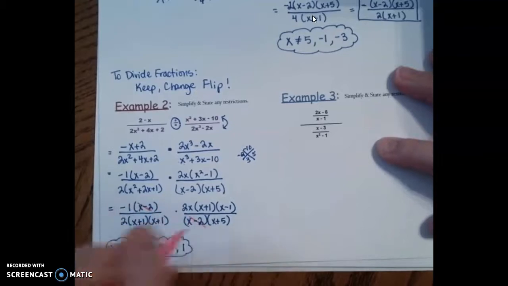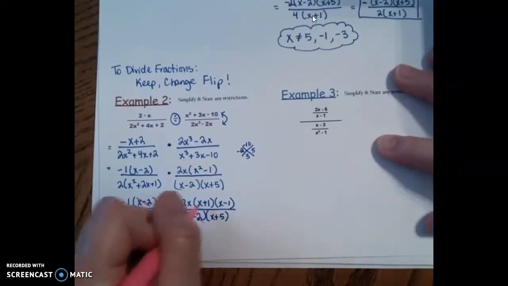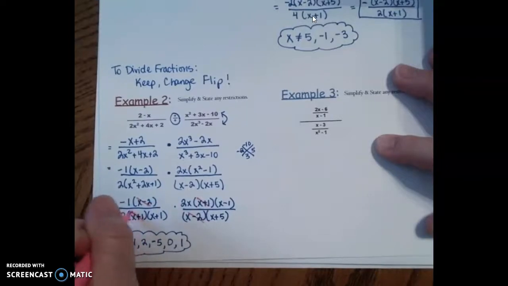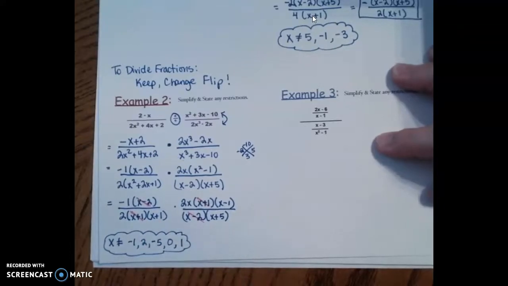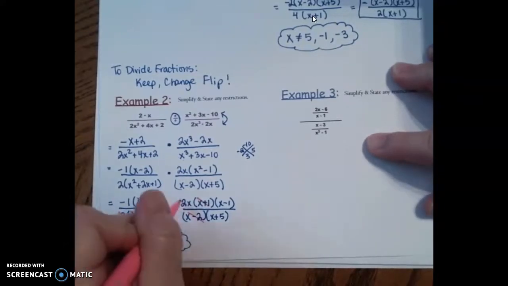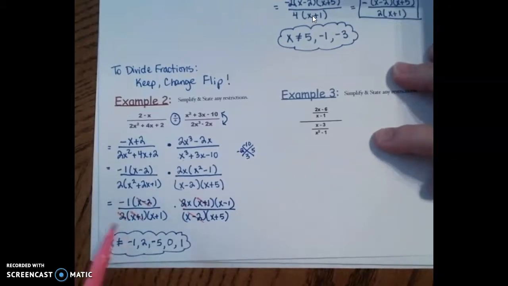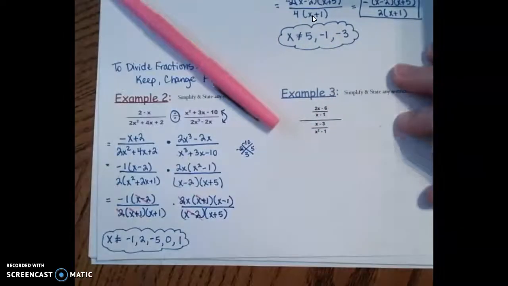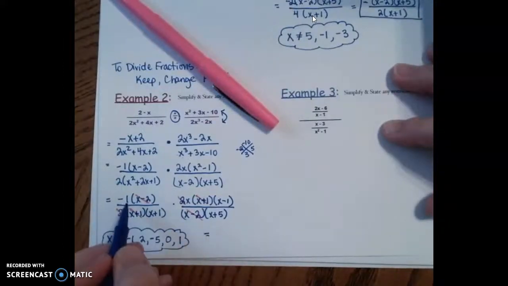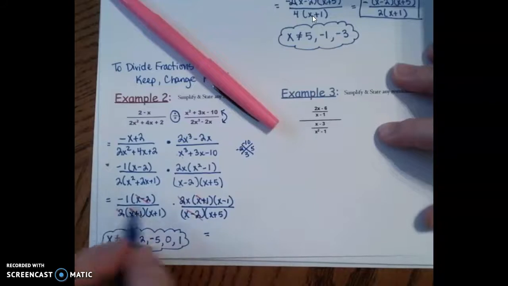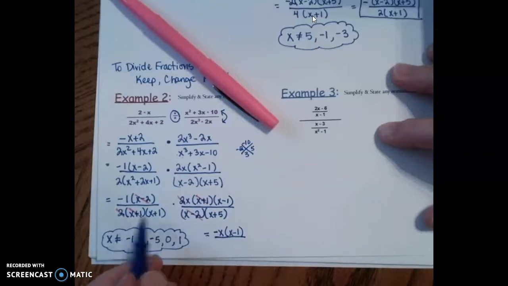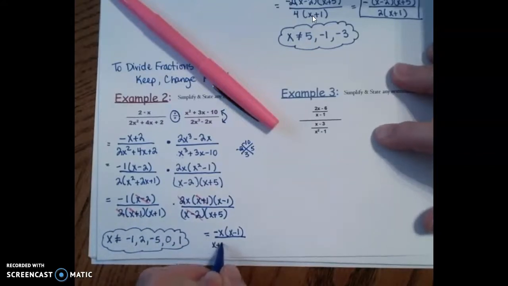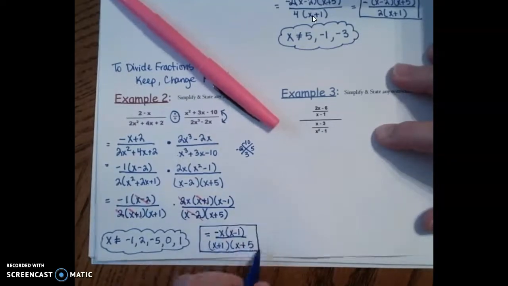So x minus 2 divided by x minus 2 is 1. X plus 1 divided by x plus 1 is 1. Remember, it's only a pair. I don't get to cancel both of these out. And this 2 divided by 2 is going to go away. And I think that's all we can do. So we're going to have negative 1 times x minus 1, or no, here's an x, sorry. So negative x times x minus 1 is left in your numerator. In your denominator, you're going to have x plus 1, x plus 5. And that would be your simplified form.